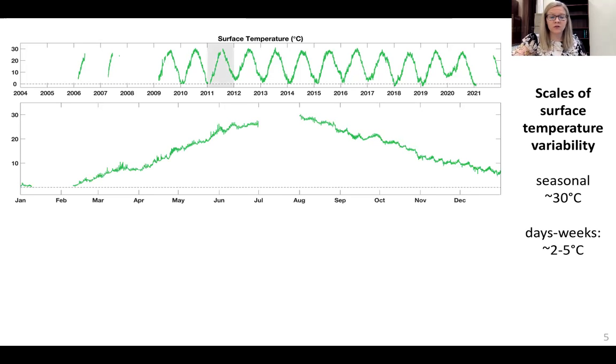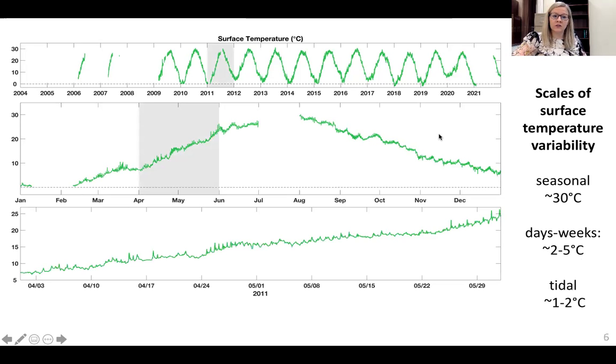If we zoom in on 2011, so this is the year that our moorings were deployed, you can see that on the days to weeks time scale, you have temperature variability somewhere between 2 and 5 degrees. If we zoom in on just 2 months of data to really get a better look at the tidal time scale, you'll see that tidal variability is on the order of 1 to 2 degrees Celsius at this location.